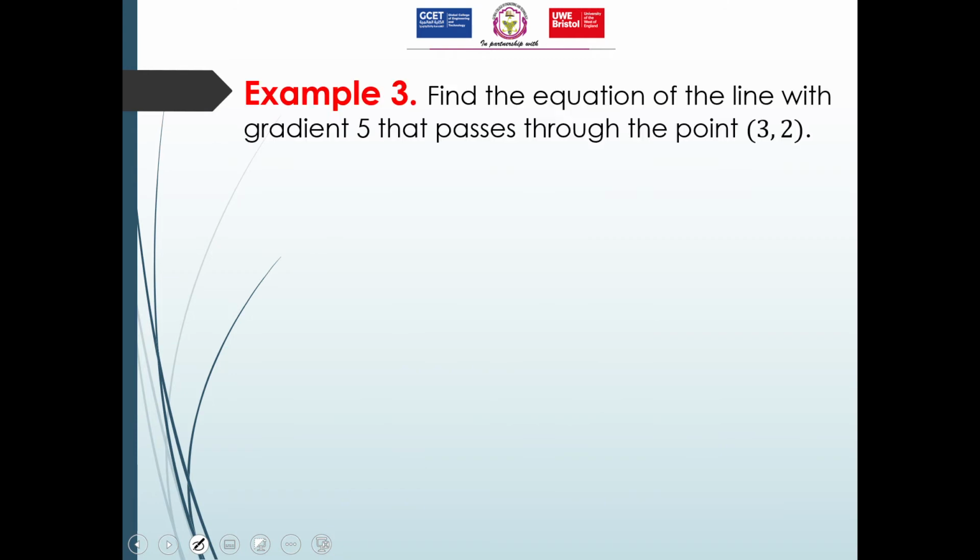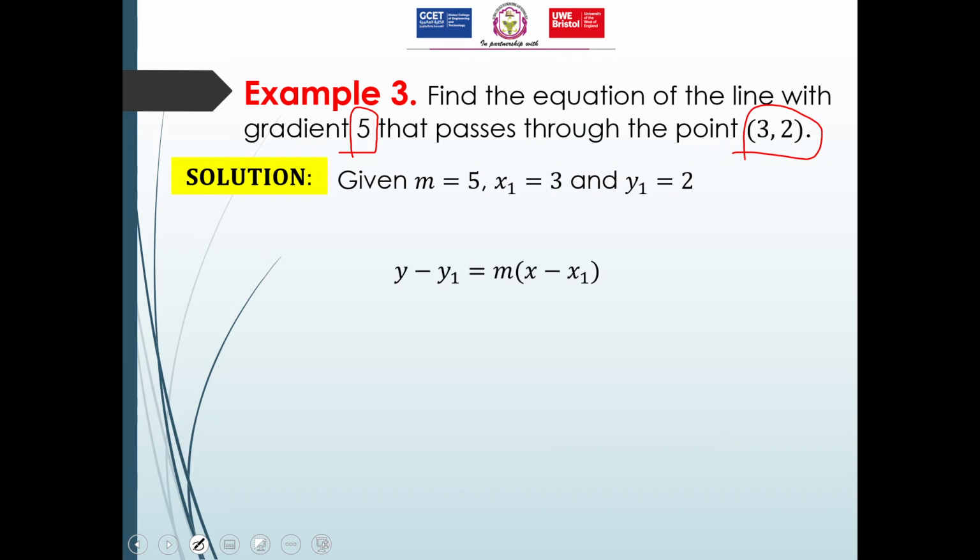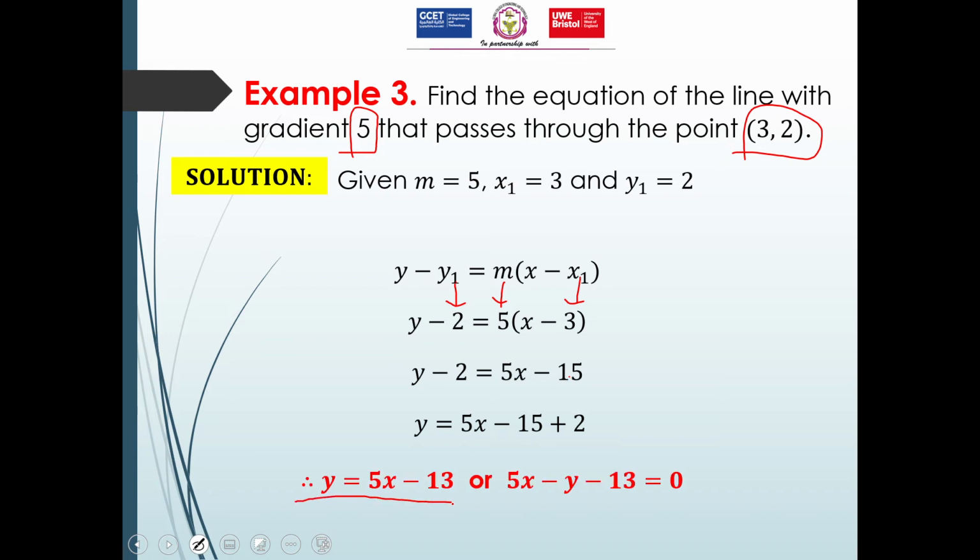Let's have another example. Find the equation of the line that passes through, the same thing, m is given and 1 point, so we will use the first formula. Plugging in the values, y1 is 2, m is 5, x1 is 3. Simplify, so y minus 2 equals 5 times x, 5 times minus 3, minus 15. So you will get this one, the equation of the line, or all together on the other side.